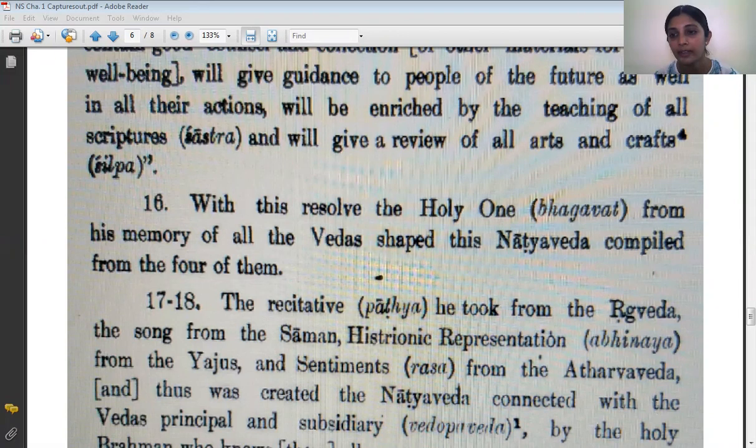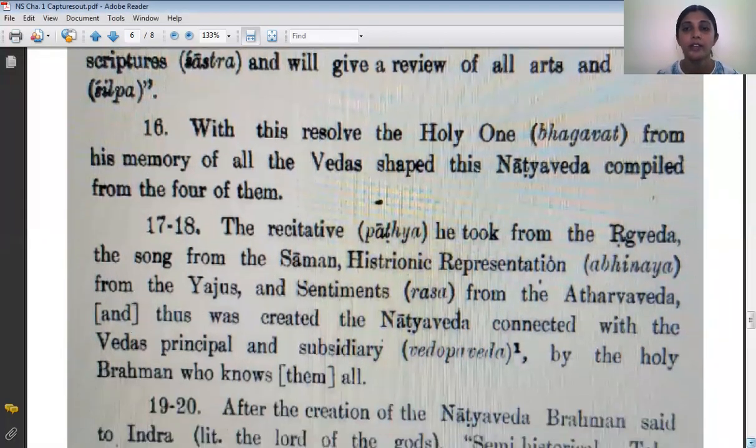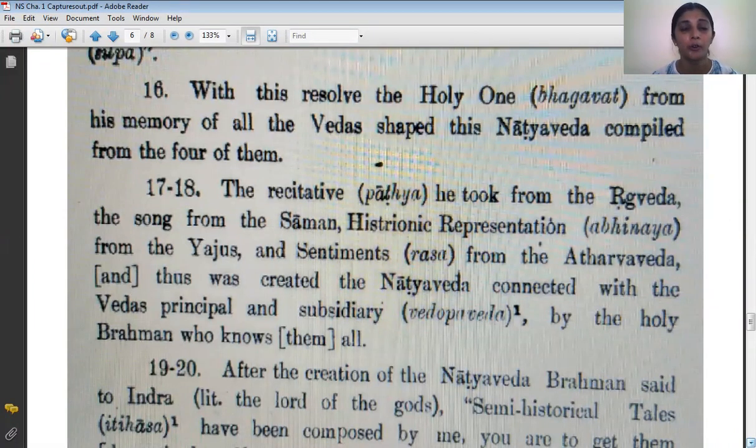and Natya Ved will be compiled from all the four Vedas. Now, which element Brahmaji takes, that we are to see. So the recitative aspect, the Pathya, Brahma takes from Rig Ved. Then Samved, most of us would be knowing that Samved is known for the song element. All the major Sanskrit shlokas we find in the Samved, and they are sung also, they are composed to music, right? So the element of song which is there in the drama is taken from Samved. Then histrionic expressions or representations, that is Abhinay. Abhinay is taken from Yajurved. And sentiments, that is Rasa, which is our chief concern, it is taken from Atharva Ved.